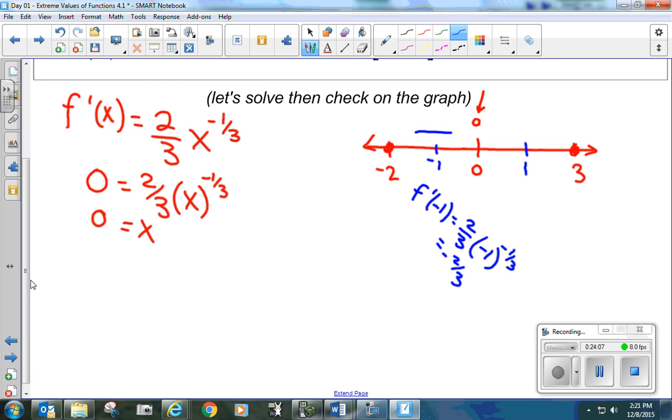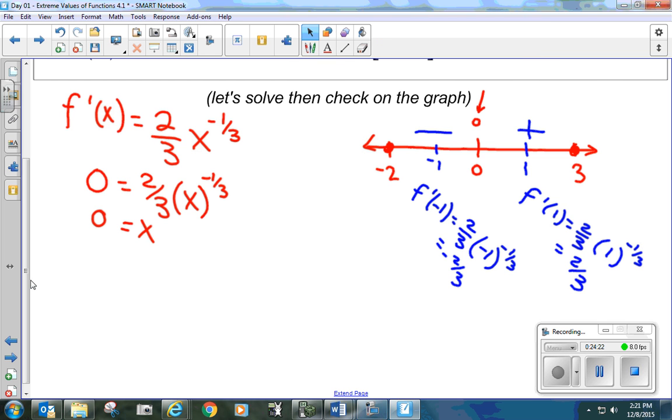What about if I pick +1? Now I'm going to try f prime of 1. Well, that's 2/3 times 1 to the -1/3. What is that going to give you? It's going to give you 2/3. It's a positive value, right? So guess what my graph is going to do here? It's going to slope down, flatten out here, curve, because that's where the horizontal tangent line is, right? And it's going to slope up.